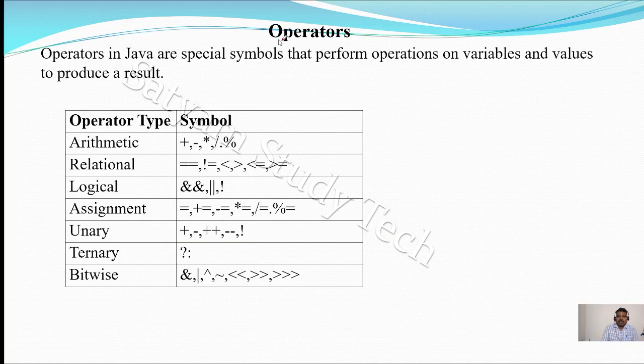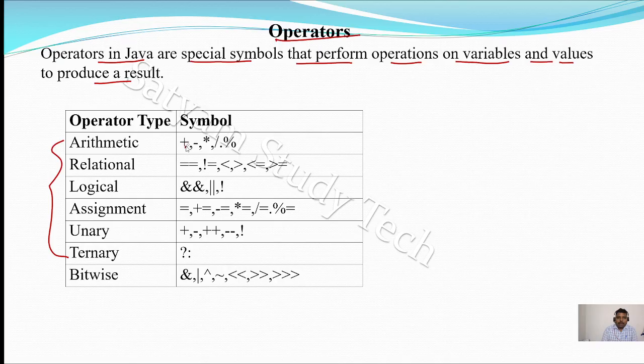Today's topic is operators in Java. Operators in Java are special symbols that perform operations on variables and values to produce a result. These are the operators supported in Java: arithmetic operator, relational operator, logical operator, assignment operator, unary operator, ternary operator, and bitwise operator. Now we can discuss them one by one.